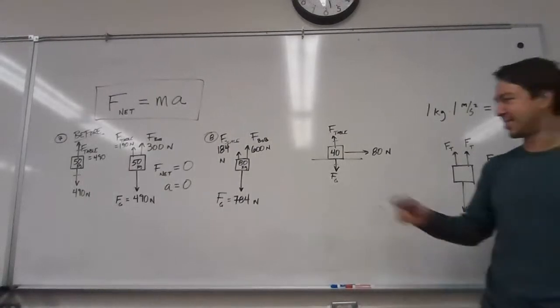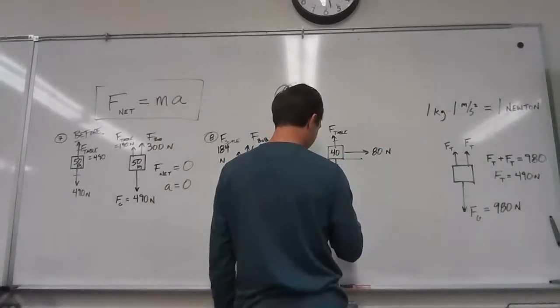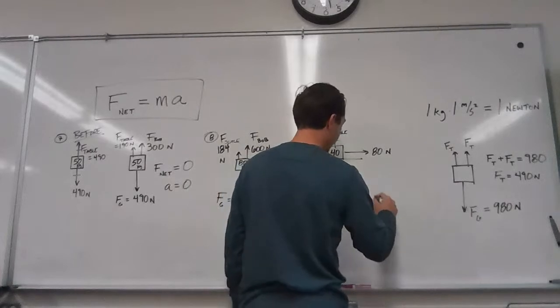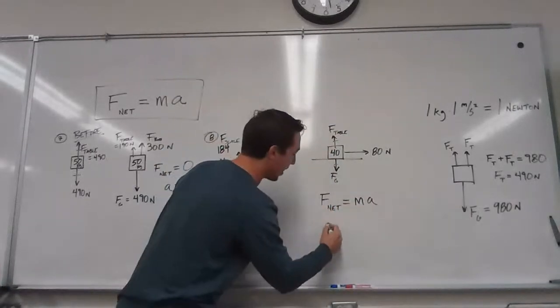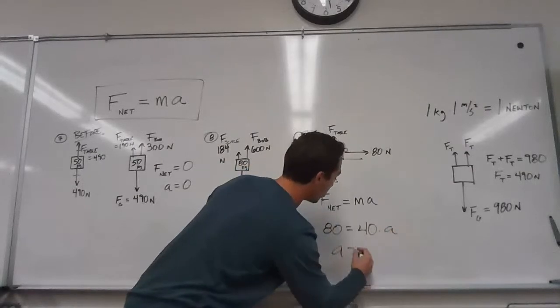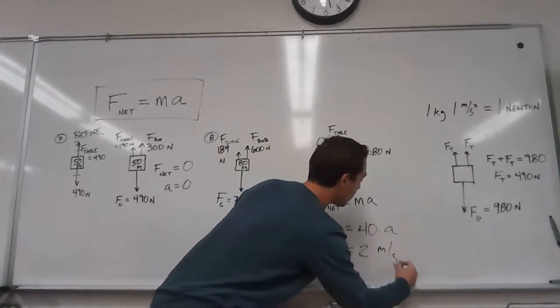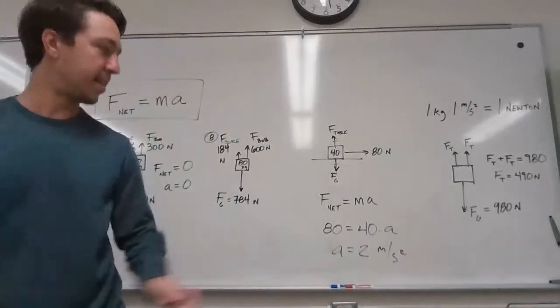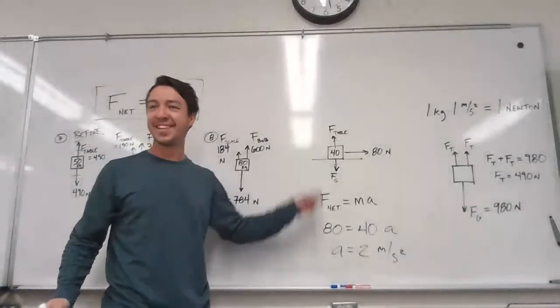Okay, all right, so it's okay. So the formula says F net. Hold on, bear with me for 2 seconds. You just do F net equals ma. What's the net force? 80. What's the mass? 40. What's the acceleration? 2. 2 what? Meters per second squared. You guys are gonna like these problems. The math is extremely simple.